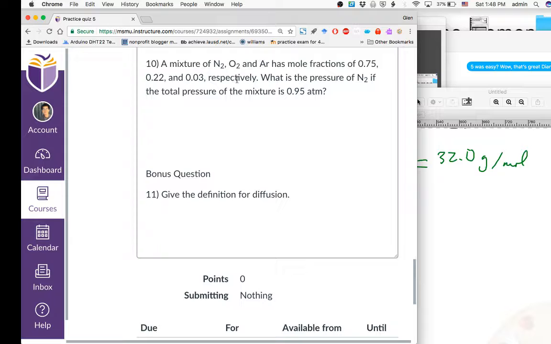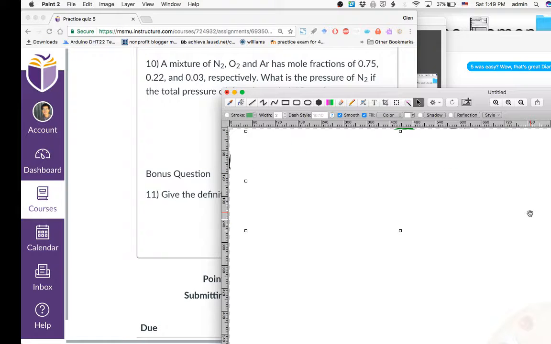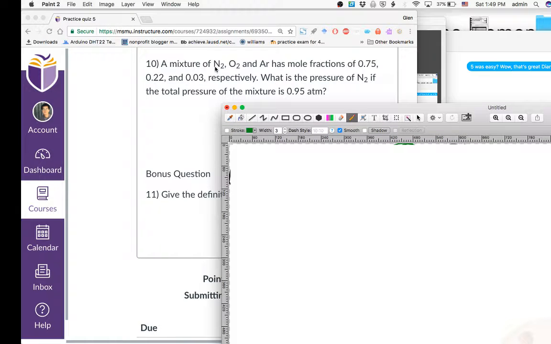So the total pressure is 1. Oh, I'm sorry. These are not pressures. These are mole fractions. So it's this plus this equals 1. So it's 75%, 22%, and 3%. 75% nitrogen, 22% oxygen, and 3% argon. So what is the pressure of the nitrogen? If the total pressure is 0.95 atmospheres, here, let me show you. This is quite easy. You don't necessarily have to know any chemistry about this, although the law of partial pressures is useful. So we know that the nitrogen is at 75%, right?